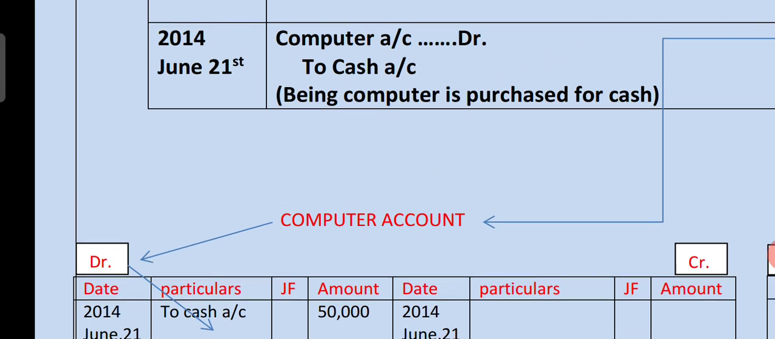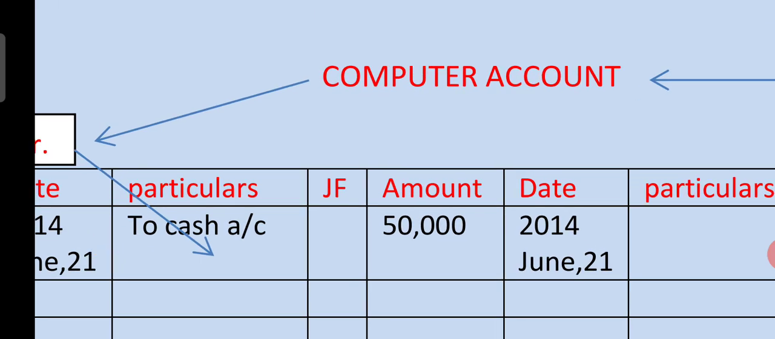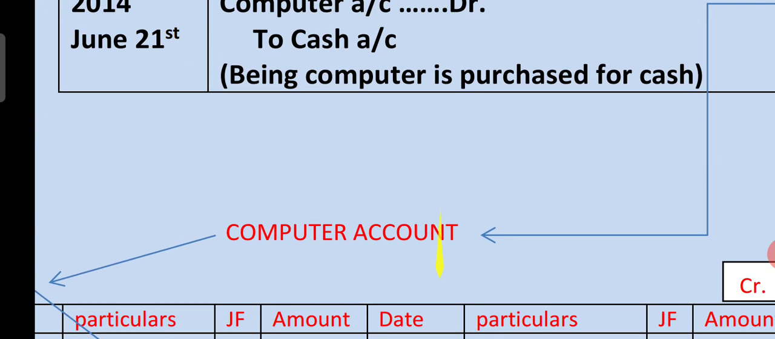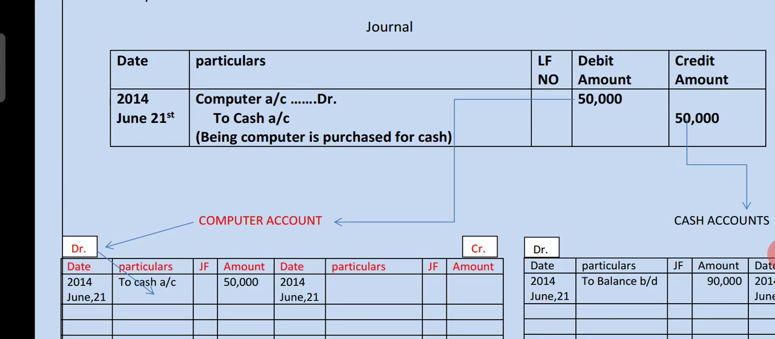What is the opposite entry for the computer account? The opposite entry is the cash account. So in the particulars column we write 'To cash account'. After that, in the amount column we write 50,000. So here the debit entry posting is completed. In this way we complete the debit entry posting.